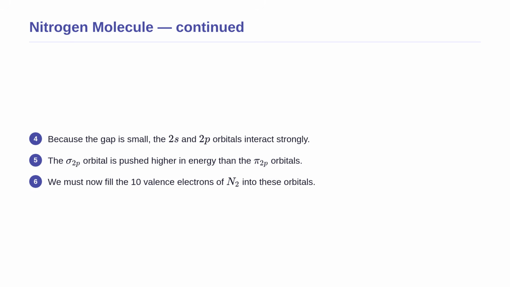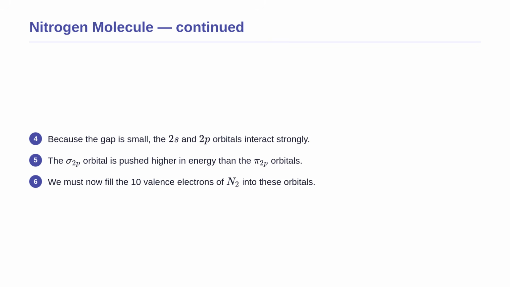Since we established that the gap is small, let us continue solving for nitrogen. The 2s and 2p orbitals interact strongly. Because of the repulsion effect we discussed earlier, the lower energy sigma 2s orbital pushes the higher energy sigma 2p orbital even further up. As a result, the sigma 2p orbital ends up higher in energy than the pi 2p orbitals. This is a major shift from the standard diagram.